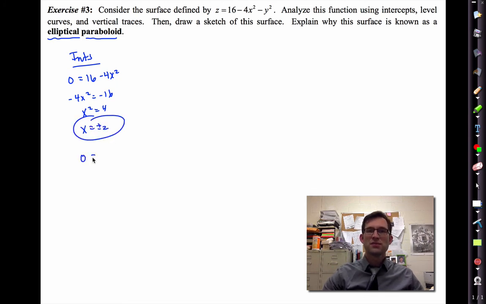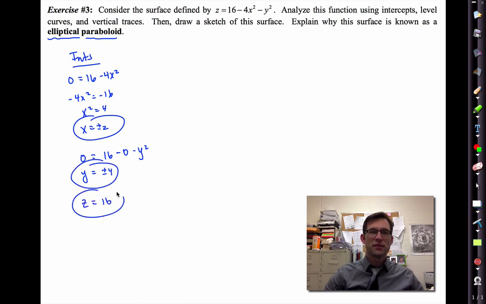My y-intercepts, 0, 16, 0, y squared. Eventually we'll get y equals plus or minus 4. Let's not waste our time. And the z-intercept will be 16. All right, so not too bad.